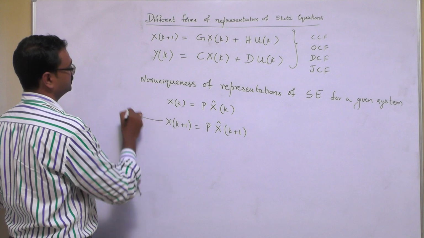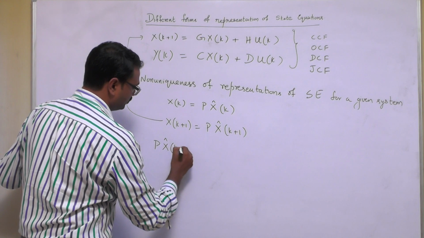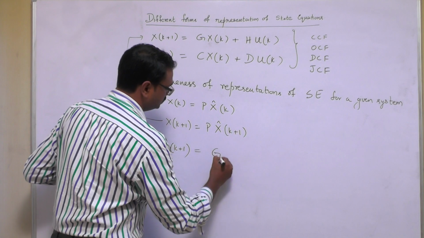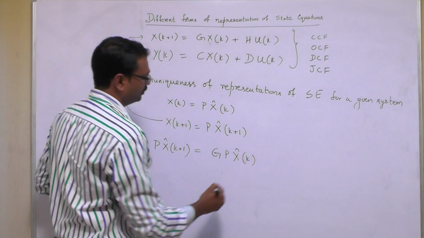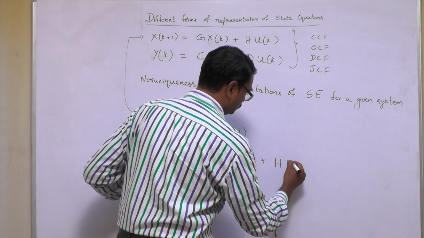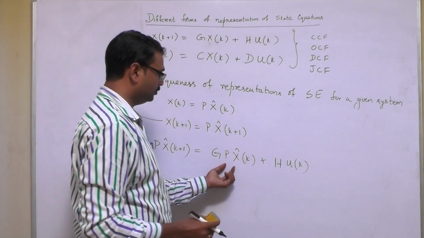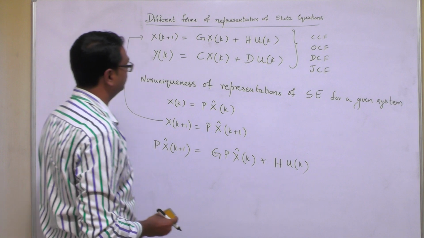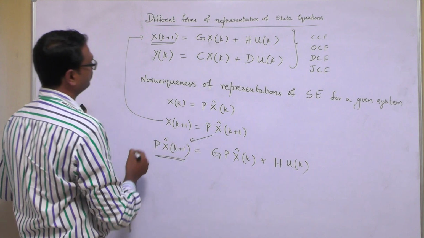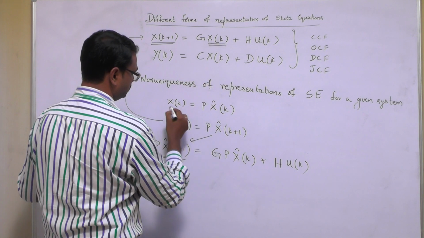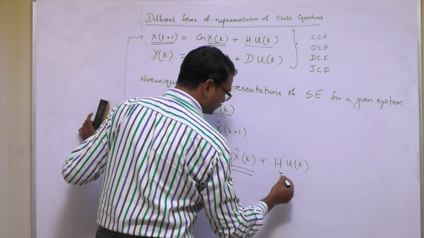Now, if I replace this in this equation, I will have P x̂(k+1) = G into, what is x(k)? We have P x̂(k) plus H u(k). So P x̂(k+1) is equal to G P x̂(k) plus H u(k). You can see x(k+1) is P x̂(k+1), x(k) is P x̂(k), and H u(k) is H u(k) here.